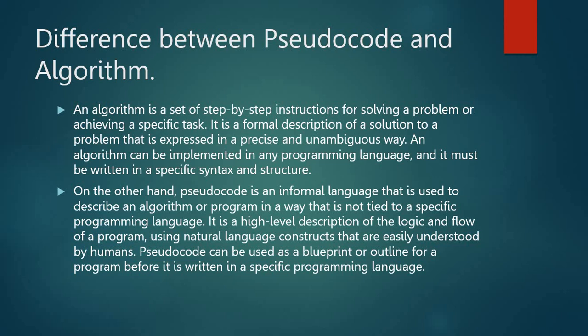Pseudocode is a very informal language for us to understand, not for computers to follow. It is not a programming language. It is a natural language with constructs that are easily understood by us humans. An algorithm, on the other hand, is a set of steps which we use to solve a problem or achieve a specific task. It is a formal language and computers can follow it, but it must be written in specific syntax and structure.